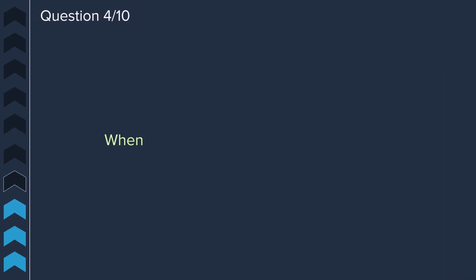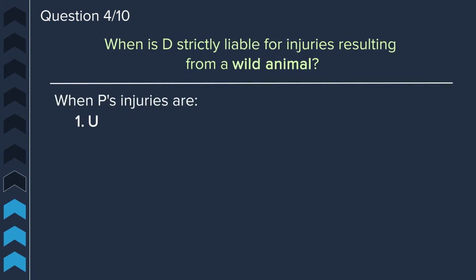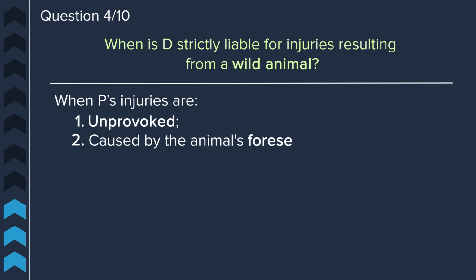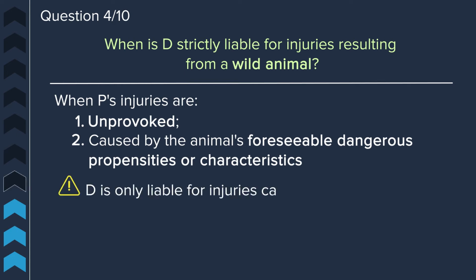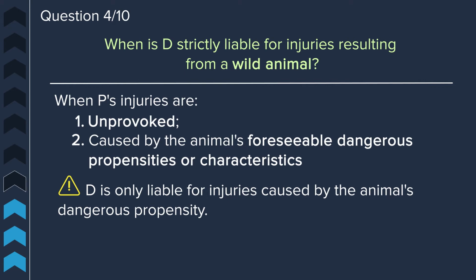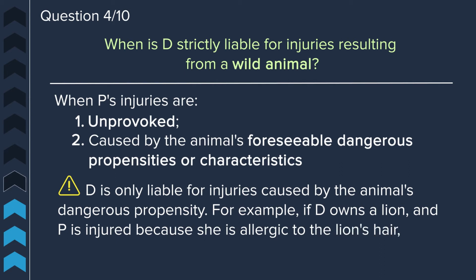Question 4. When is a defendant strictly liable for injuries resulting from a wild animal? The defendant will be strictly liable when the plaintiff's injuries are unprovoked and caused by the animal's foreseeable dangerous propensities or characteristics. Now, note, the defendant will only be liable for injuries caused by the animal's dangerous propensities. If the defendant owned a lion, for example, and the plaintiff is injured because she's allergic to the lion's hair, the defendant will not be liable because it's unrelated to the lion's dangerous propensities.